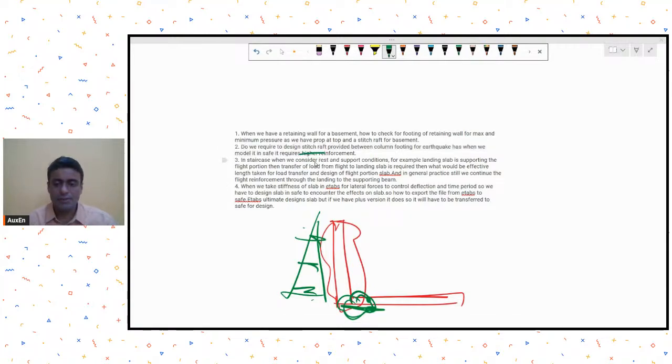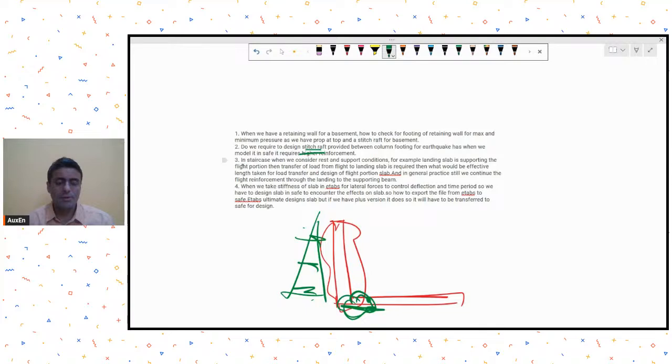If stitch raft is a specific term, I'm not aware of it. So if anyone in the live audience knows about stitch raft, they may please comment. I am not sure what this term means. Do we require to design stitch raft provided between column footing for earthquake when we model it in SAFE?